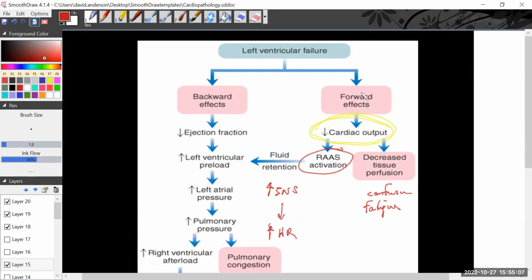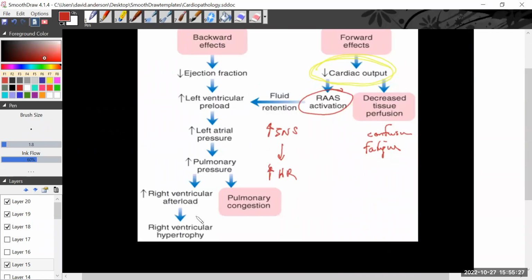Backward effects are going to go from the left ventricle to the left atrium, to the lungs, to the right side of the heart. Decreased ejection, left ventricular preload is up, means an increase in pressure to the left atrium, has to work harder to overcome that resistance, and that goes backwards into the lungs. Right ventricular afterload goes up, pulmonary congestion is the afterload to the right heart, and then we get hypertrophy in response to that increased afterload.